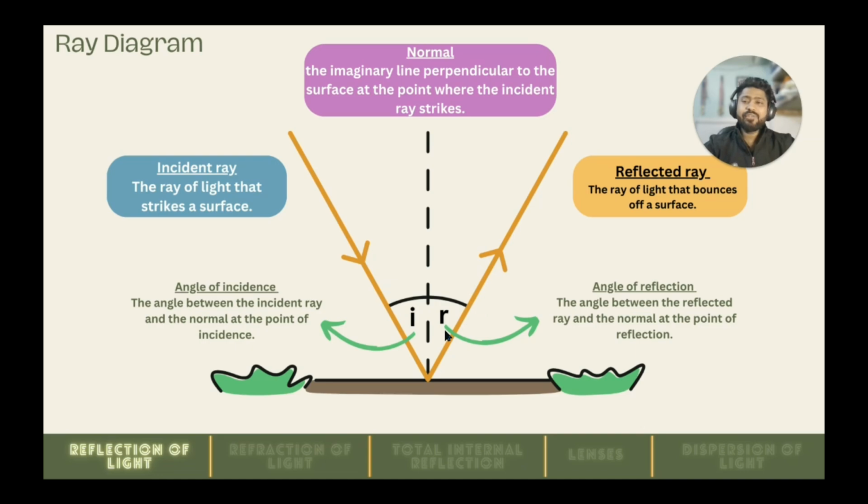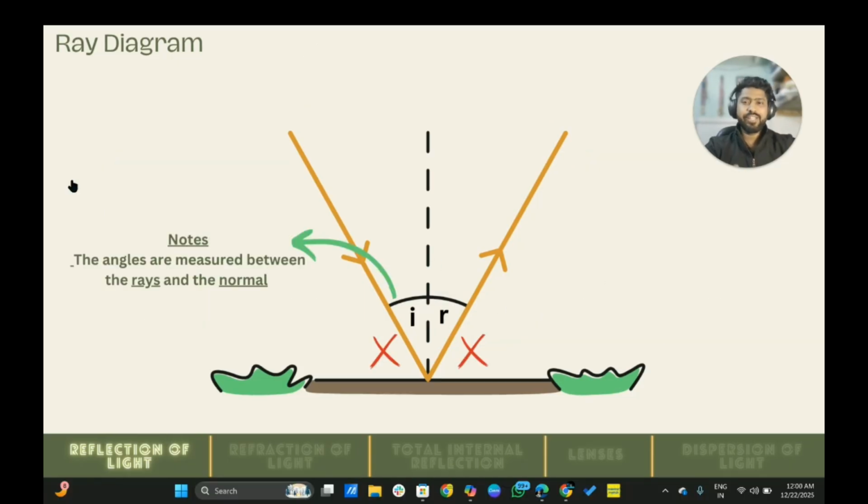Okay, now as you can see here, the two angles, angle I and angle R. Angle I is the angle between the incident ray and the normal at the point of incidence, and the angle of reflection is the angle between the reflected ray and the normal at the point of reflection. Make sure that whenever we measure the angle, it is always measured from the normal, like this. As you can see, the angles are always measured between the rays and the normal.